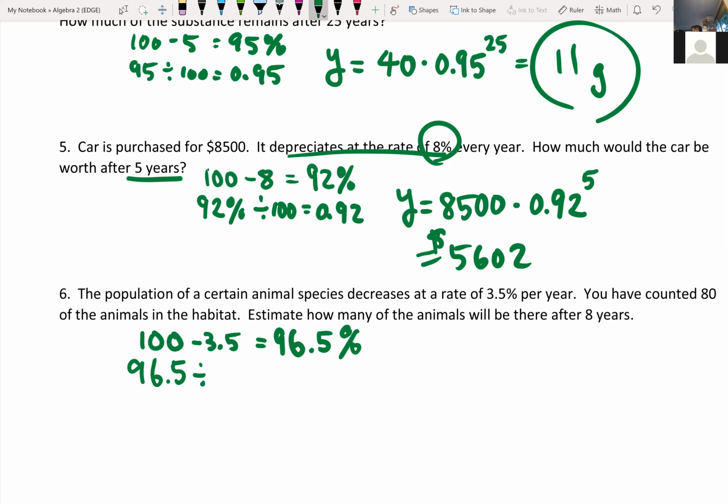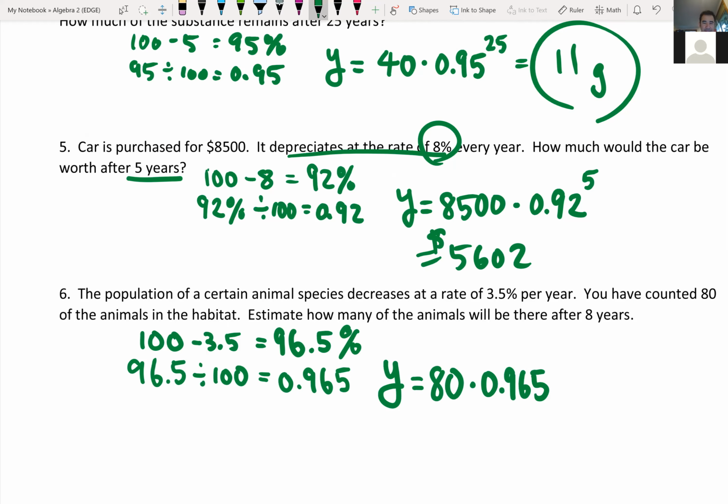Divide by 100. You get 0.965. Okay. So now you've got y equals, what's the initial value? The initial value is 80, 80 animals to begin with. 80 times 0.965 to the 8th power, 8 years. What do we get?